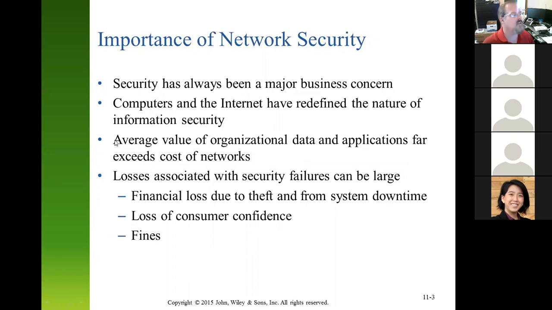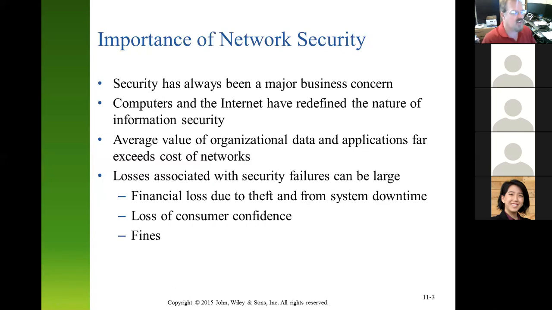So as I've mentioned in a previous class, the average value of organizational data and applications far exceeds the cost of just about any other asset for most companies. The organizational data is the major asset of most companies. If you lose your organizational data, whether it's accounting data or intellectual property you've created, you're out of business. Losses associated with security failures can be large. They can put businesses out of business.